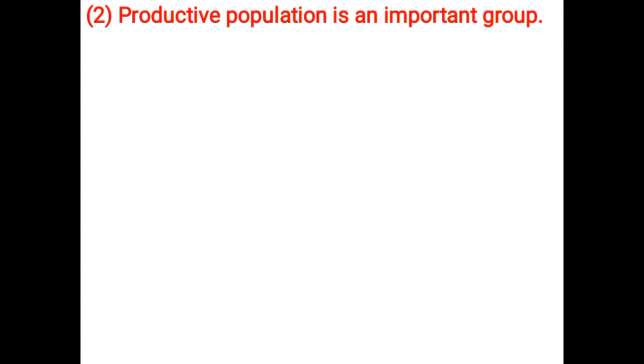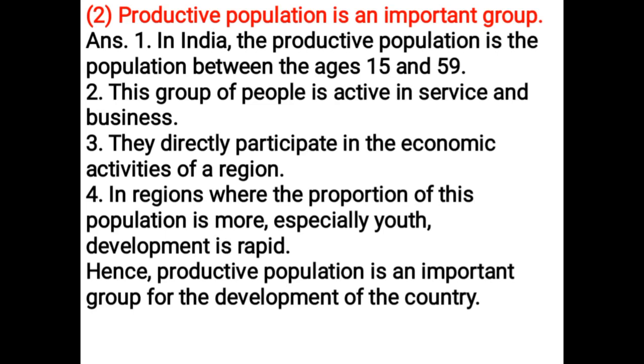Productive population is an important group. In India, the productive population is the population between the ages 15 and 59. This group of people is active in service and business. They directly participate in the economic activities of a region. In regions where the proportion of this population is more, especially youth, development is rapid. Hence, productive population is an important group for the development of the country.